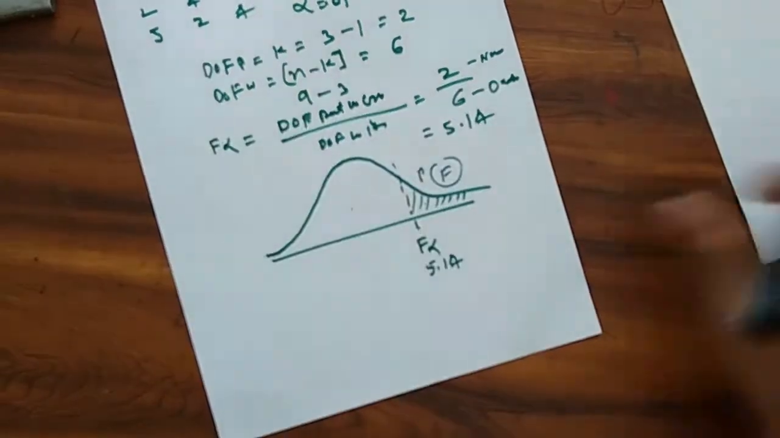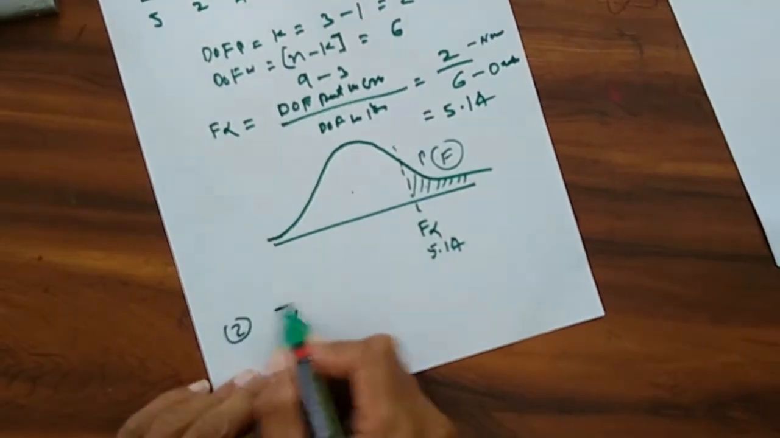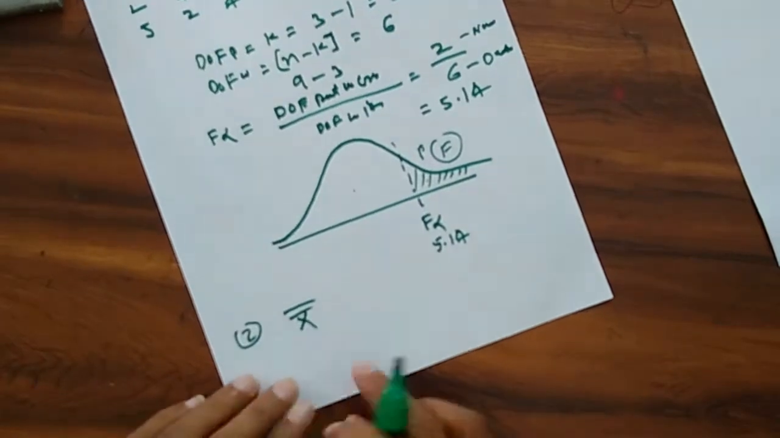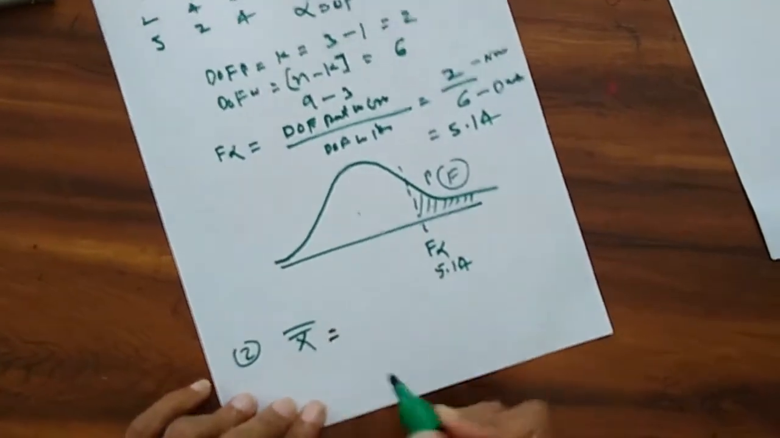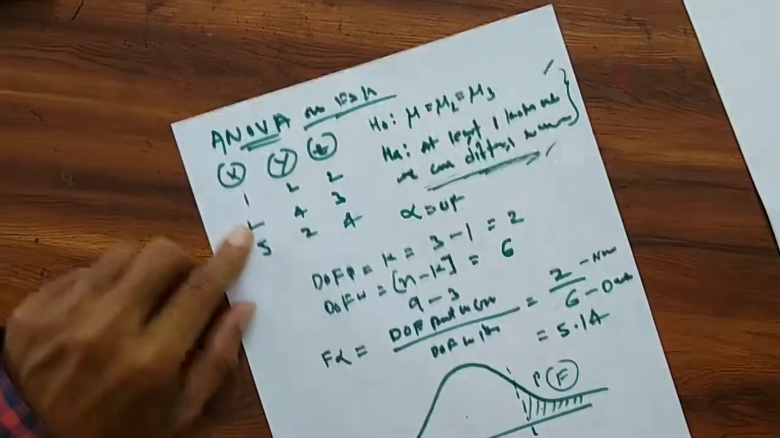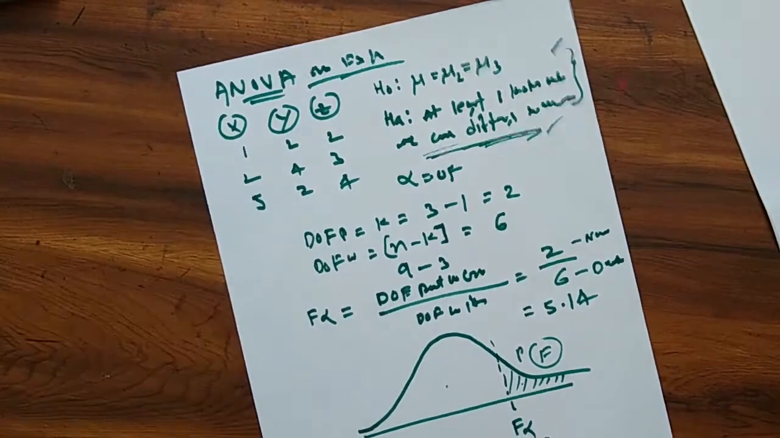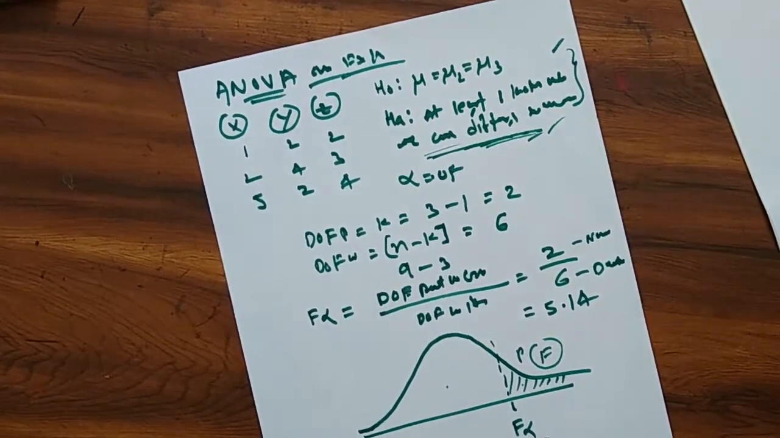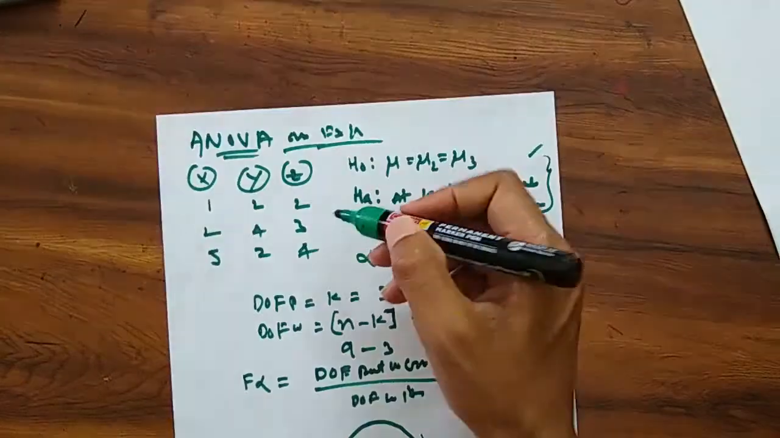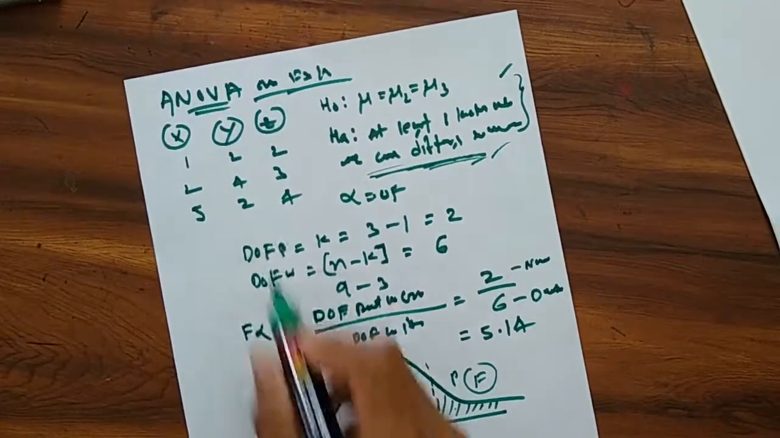Now second thing is we need to calculate the grand mean, that is x bar. I already explained what is meant by grand mean. We will calculate the grand mean. Grand mean is 1 plus, so we are given these sample data, right? 1 plus 2 plus 5 plus 2 plus 4 plus 2 plus 2 plus 3 plus 4 divided by 9.